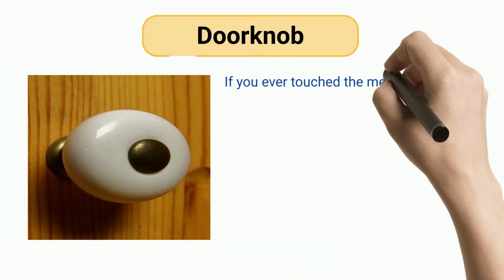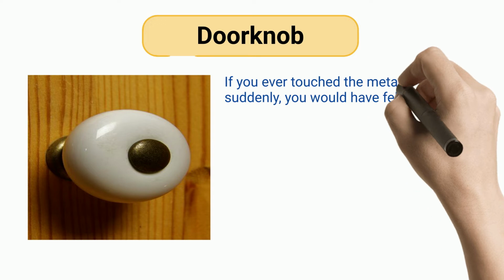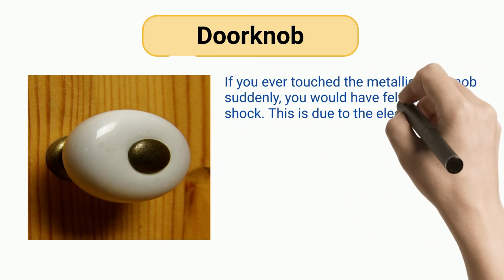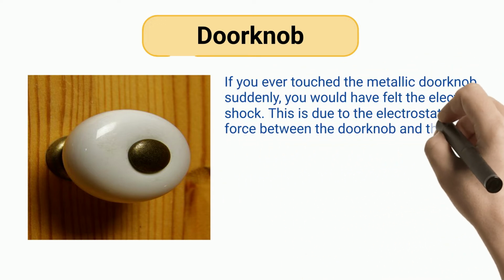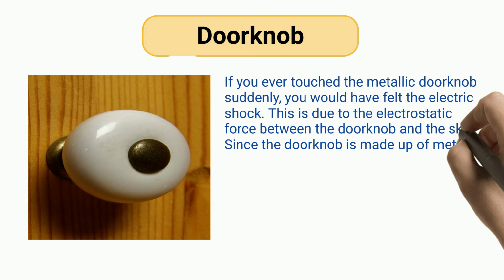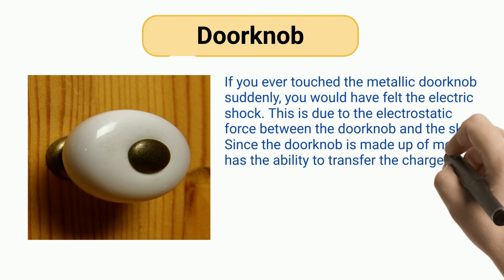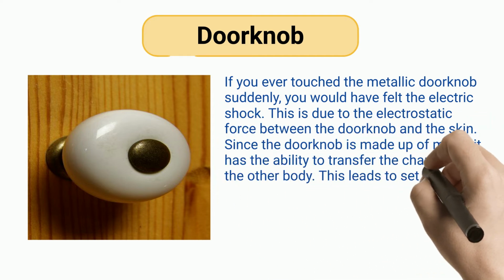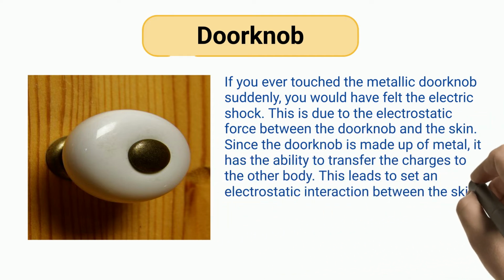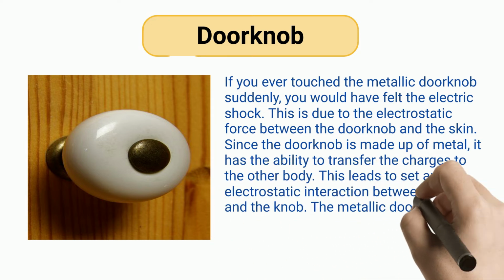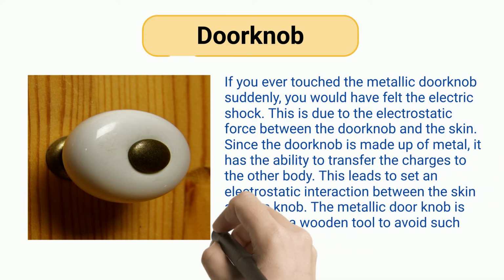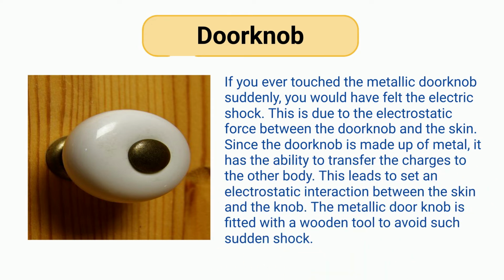Doorknob. If you have ever touched a metallic doorknob suddenly, you would have felt an electric shock. This is due to the electrostatic force between the doorknob and the skin. Since the doorknob is made of metal, it has the ability to transfer charges to the other body. This leads to an electrostatic interaction between the skin and the knob. The metallic doorknob is fitted with a wooden tool to avoid such sudden shocks.